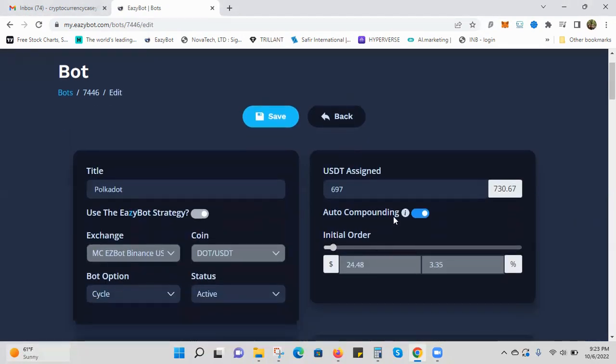Okay, awesome. As we're in here, you can see an initial $697 was put in. I sent from my Eazybot account to her Binance account another 103. So 697 plus 103 is going to be a new total of 800. We're going to clear that out, put in 800, and save that. Right there, we're going to give the bot a little bit more to play with.